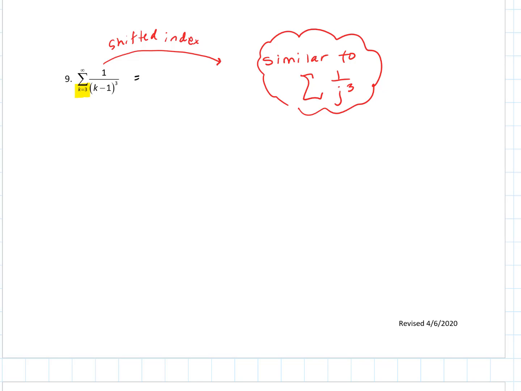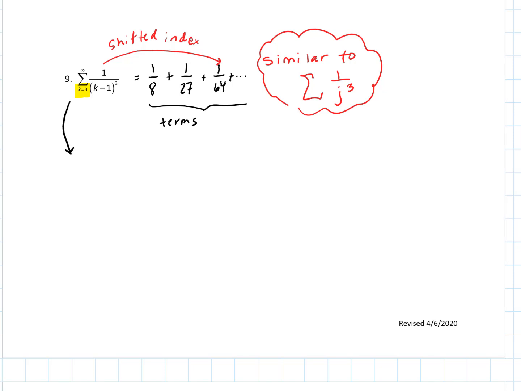So take a look. If we plug in 3 here, we would get 1 over 2 cubed, so we'd get 1 over 8. And then the next term, if I plugged in 4, would be 1 over 27, and then the next term would be 1 over 4 cubed when I plug in 5, so 64. So notice that's what this series looks like, right? Here's just the sum of the terms. So here's what the terms look like, just a shifted index, and we can easily adjust for that.